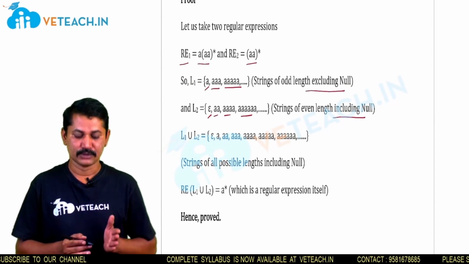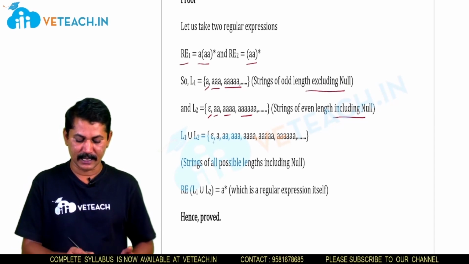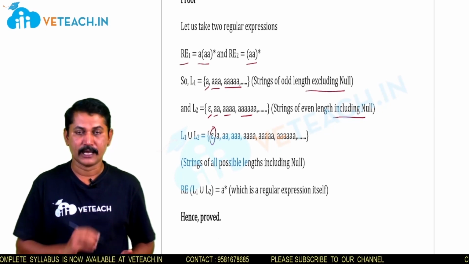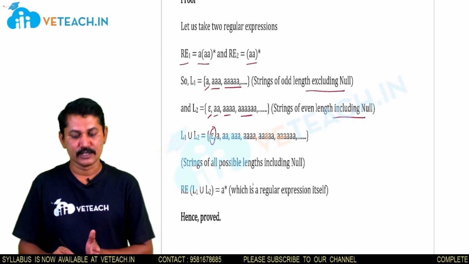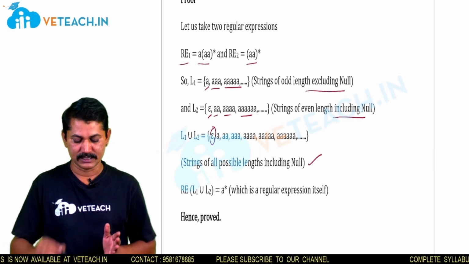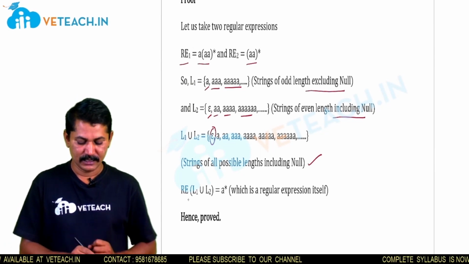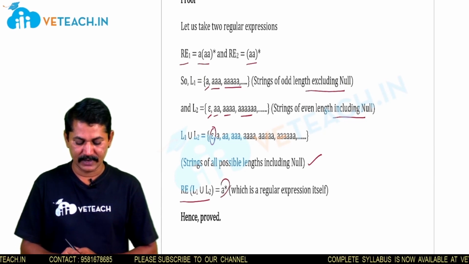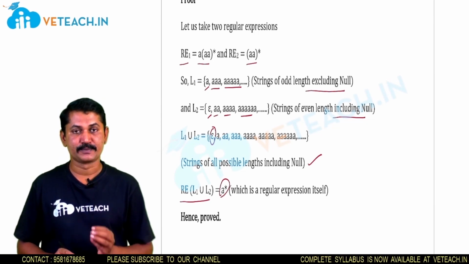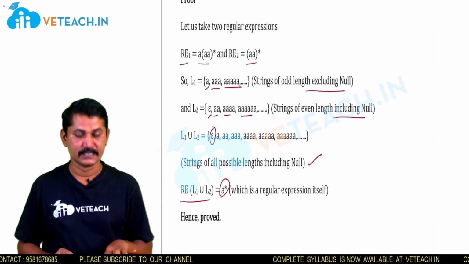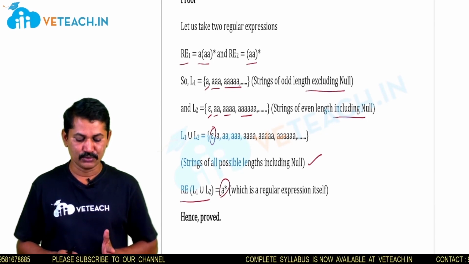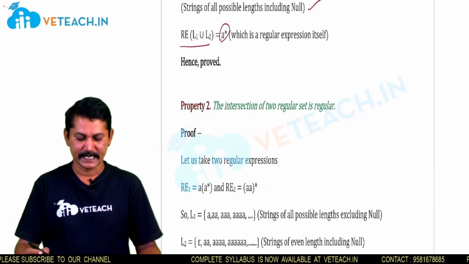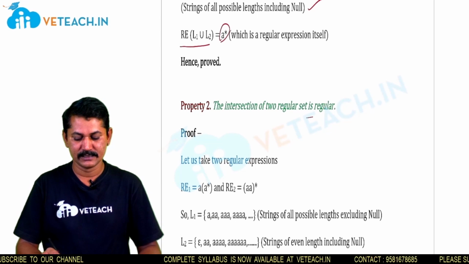Now the union of these two will give the odd strings along with the even strings combined with epsilon. So we get strings of all possible lengths including null. Therefore the regular expression of L1 union L2 is given as A star, which is a regular expression itself. So the union of these two regular expressions is regular.